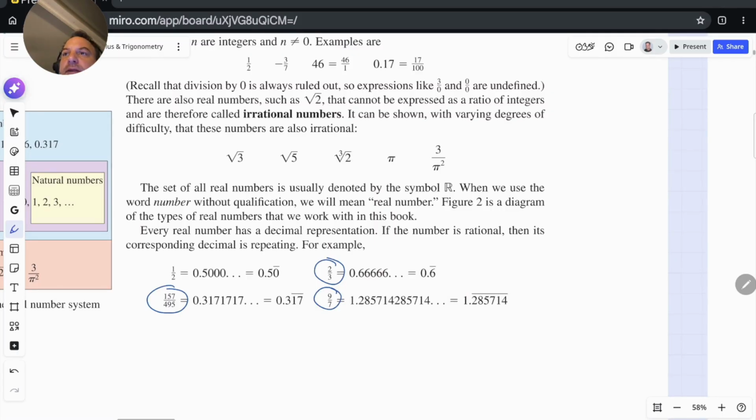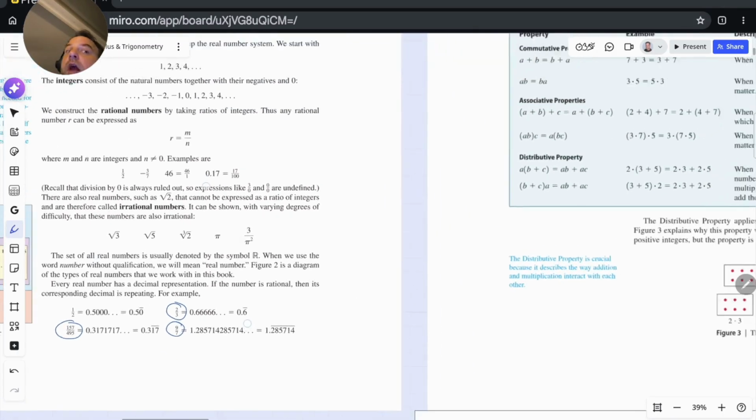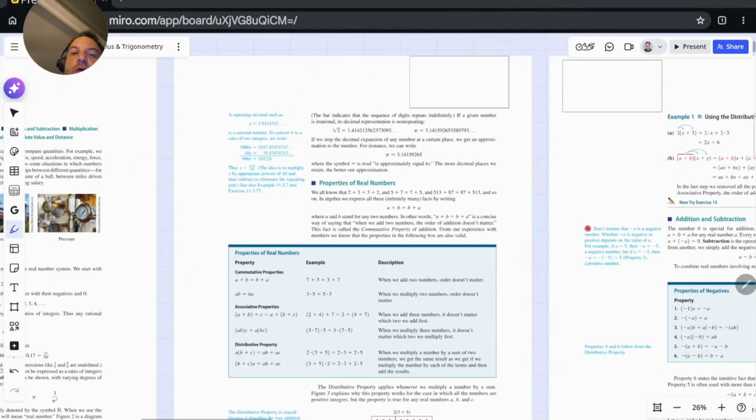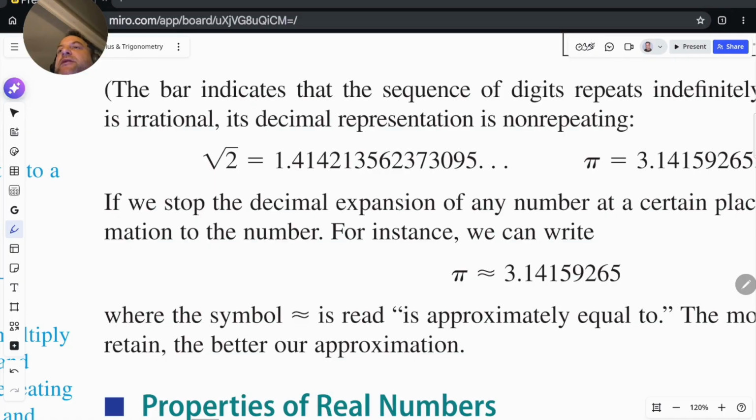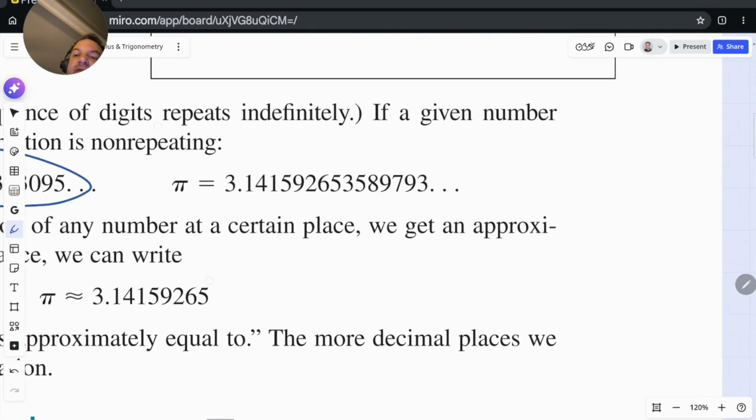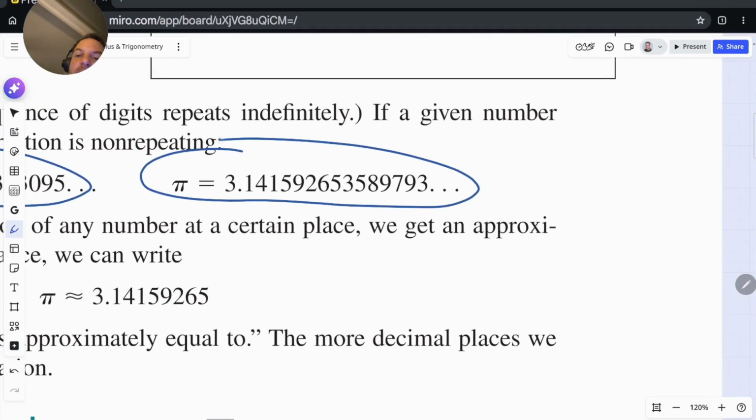What about a square root of a non-perfect square, by the way? Because the square root of 4, for example, would be 2. But what about the square root of 2? Notice this is non-terminating and non-repeating. Here's our big decimal. This is irrational. And pi, maybe our most famous irrational number. There we go. Non-terminating, non-repeating as well, so irrational.